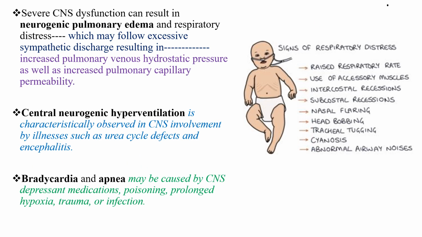Severe CNS dysfunction can result in neurogenic pulmonary edema and respiratory distress due to excessive sympathetic discharge, which causes increased pulmonary venous hydrostatic pressure and increased pulmonary capillary permeability. Central neurogenic hyperventilation is characteristically observed in CNS involvement by illness such as urea cycle defect and encephalitis. Bradycardia and apnea may be caused by CNS depressant medications, poisoning, prolonged hypoxia, trauma, or infection.